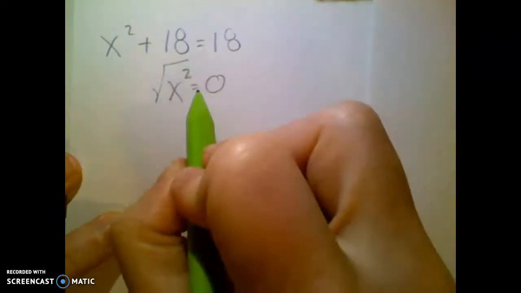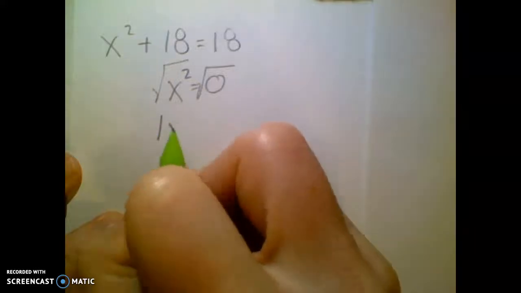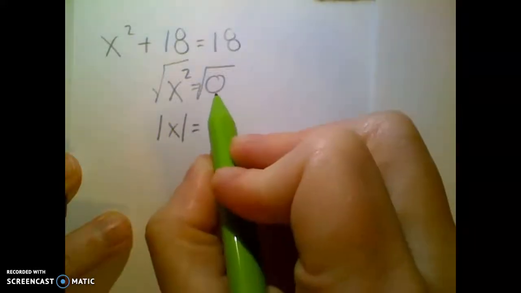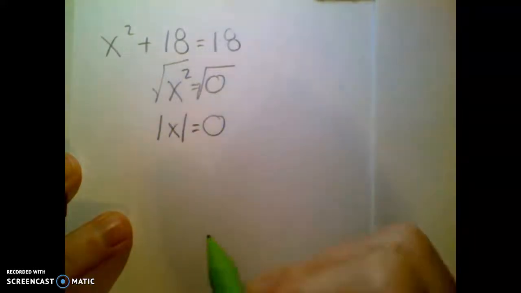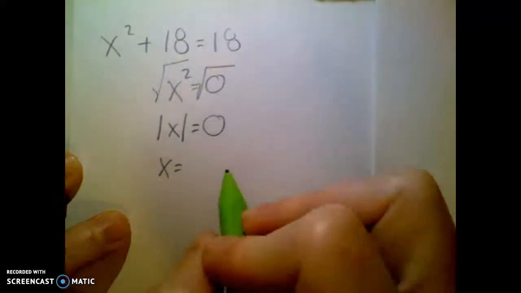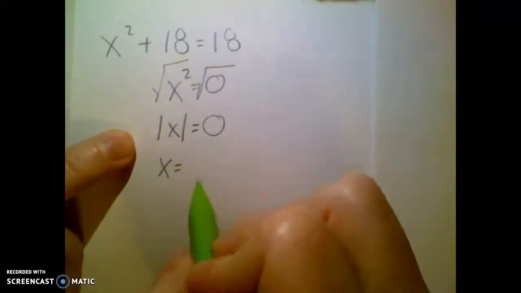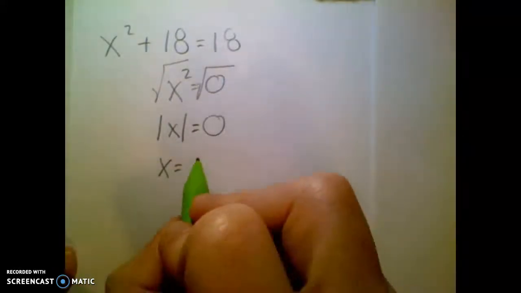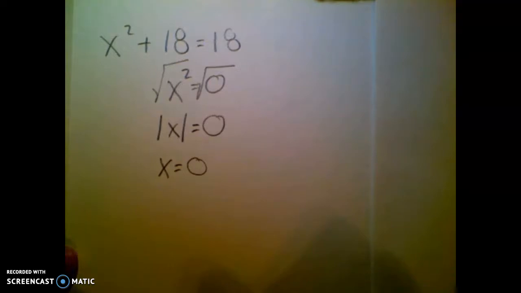So let's go ahead and square root both sides. I'm going to get absolute x equals the square root of 0, which is 0. Doing my positive negative root, positive 0 and negative 0 is the exact same thing. So you just get x equals 0. So one solution and you're done.